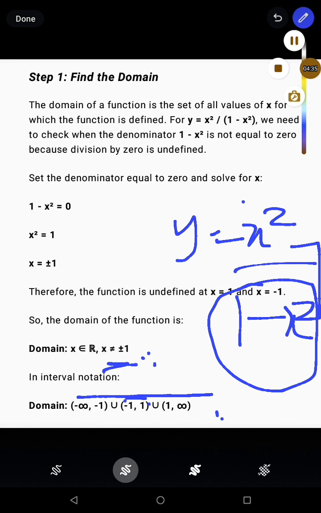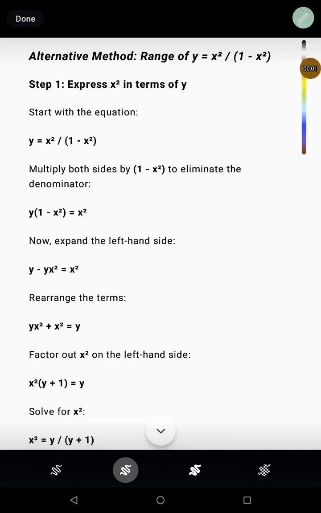We want to go to the range now. So the next thing is for you to find the range of this function. We want to find the range of the function. For you to get a range, just make x the subject of the formula. And from there, find all values of y for which we are going to get a definite value for x. That's what the range is going to look like.